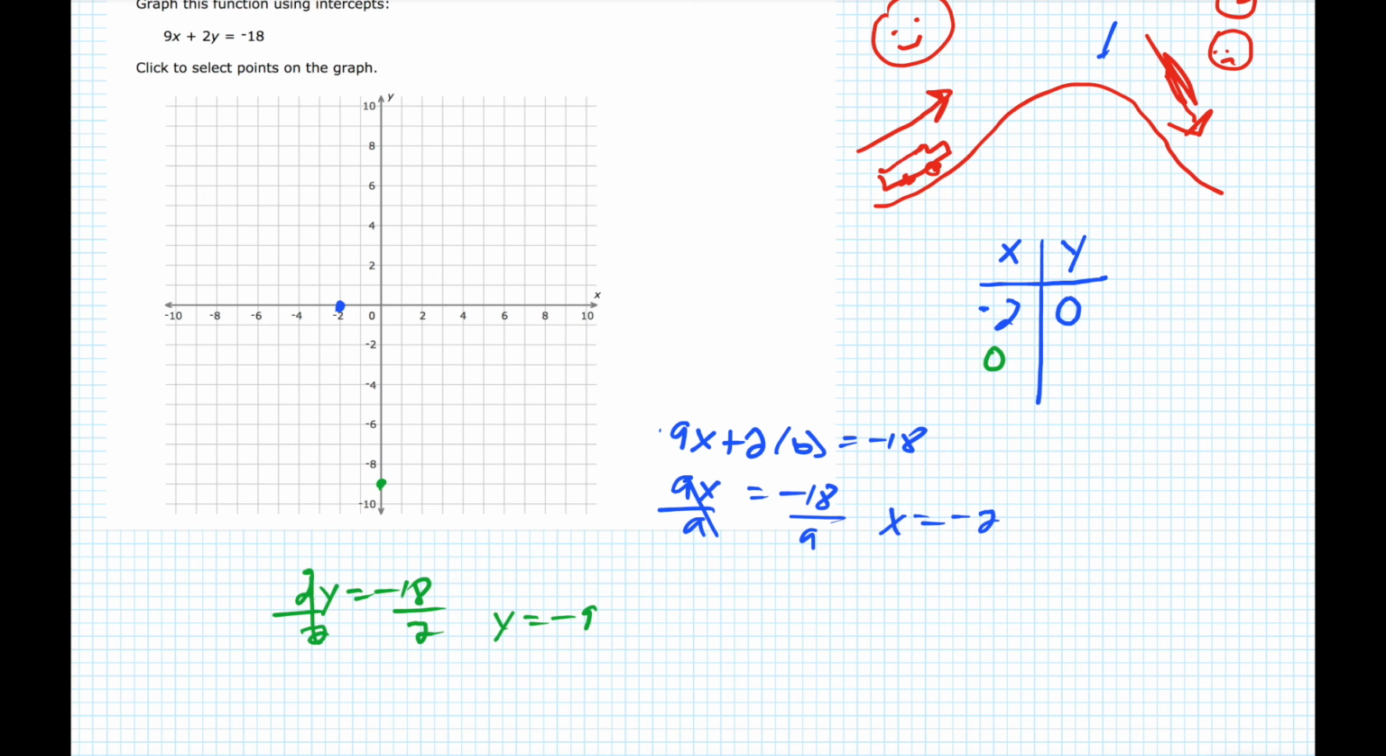Boom. And do you remember when you did your up 9 over 2 business? You got those same exact points. That's how you graph it using intercepts. This problem is designed for you to graph it using intercepts. You could do it the other way, it's just a little bit more work. So you put your two spots on both your intercepts, and you're good. Okay, got it?